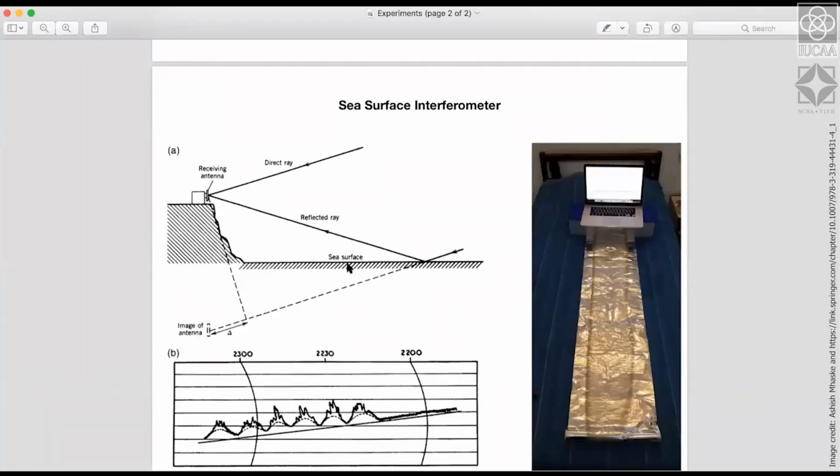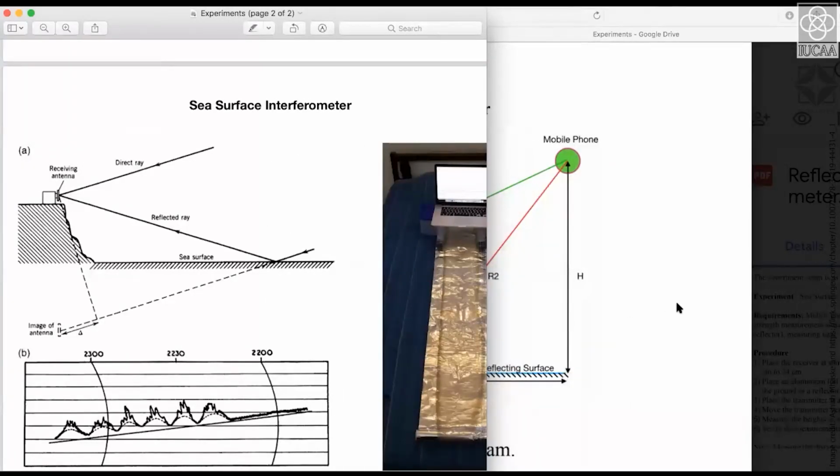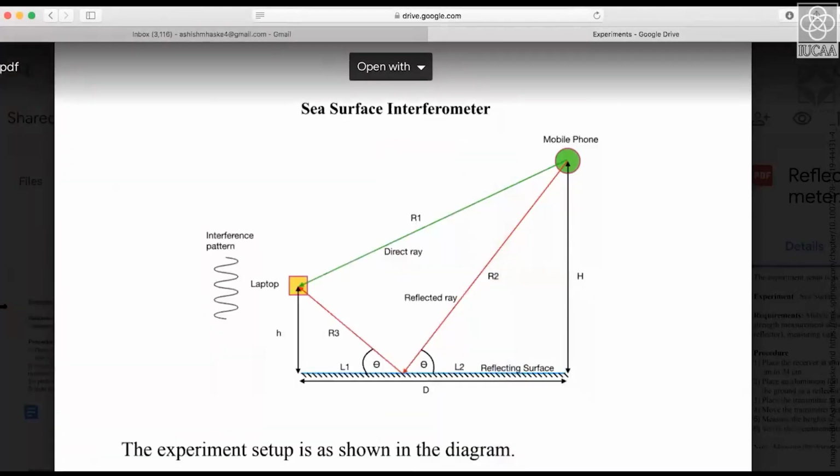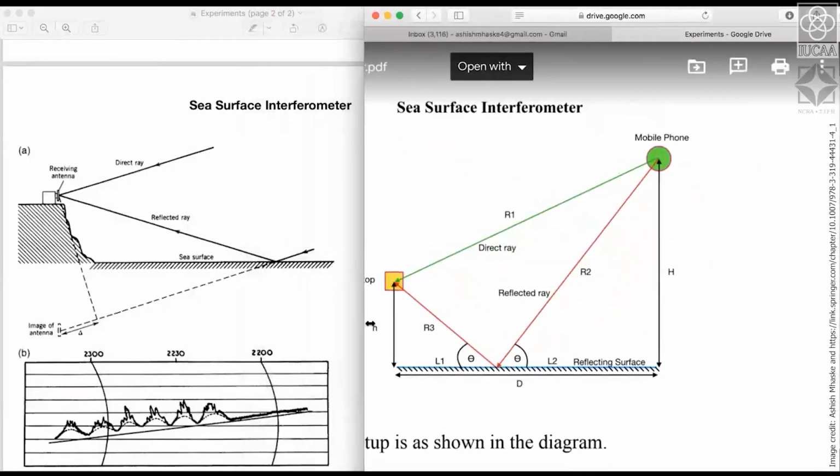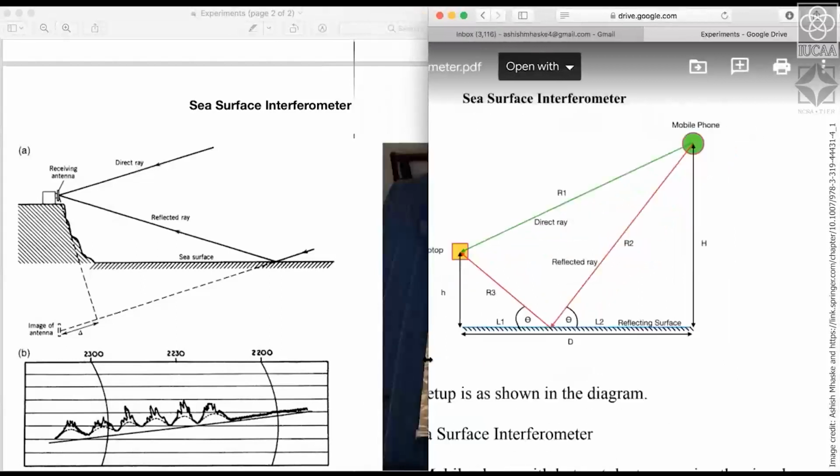A, because the direct ray and the one before reflection are parallel to each other, which is the case for a very distant source. That's not true in our case, as you will see. The second is that you can imagine the receiving antenna, or the radiating antenna, in this particular case, with reflection about the mirror.